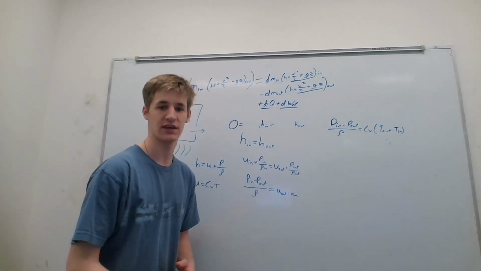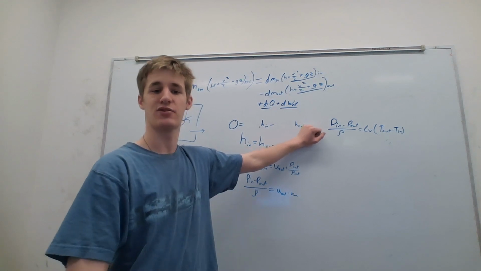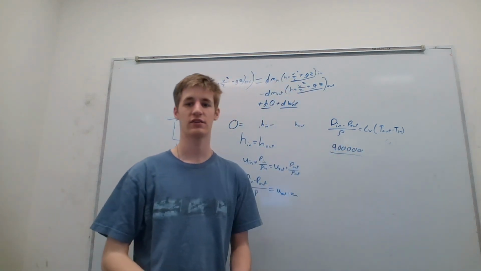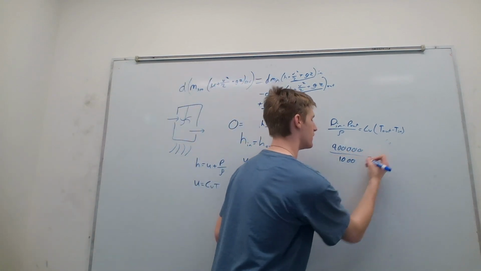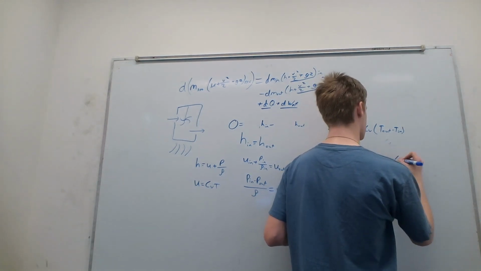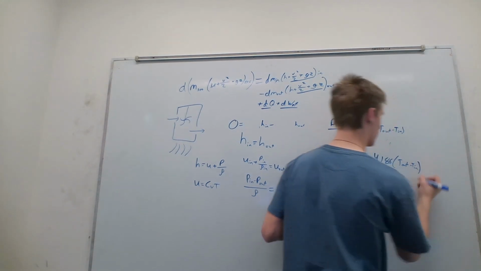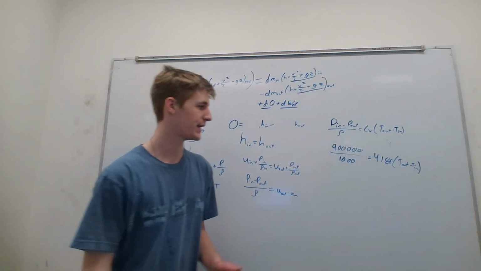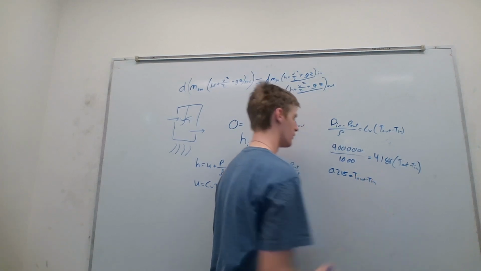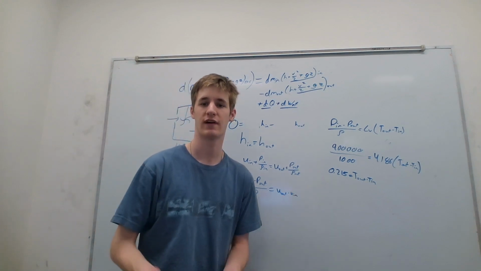And now it's just a little bit of calculation here, right? The pressure drop of 900,000 pascals means that our pressure going into the system is 900,000 pascals more than the pressure coming out. So 900,000 over our density of water, which is 1,000 kilograms per meter cubed, equals the heat capacity of water, which is 4,186 joules per kilogram Kelvin, times our temperature out minus our temperature in. Calculating that, we get 0.215 equals our temperature out minus temperature in. So the temperature increase of the water arising from this flow is going to be 0.215 Kelvin.